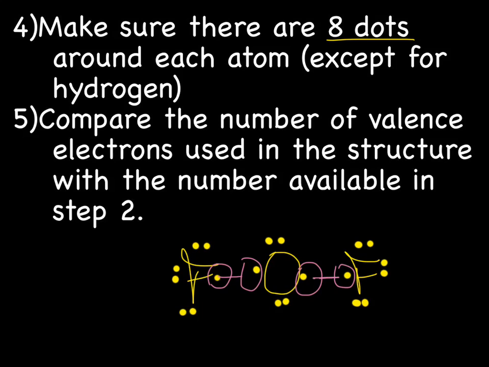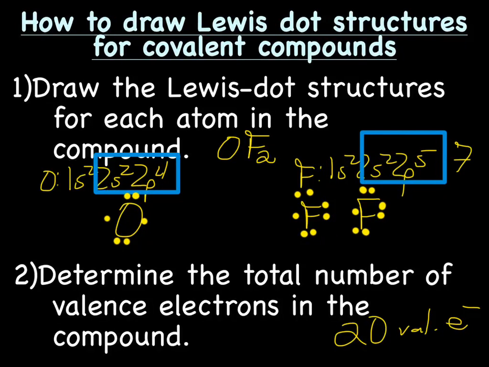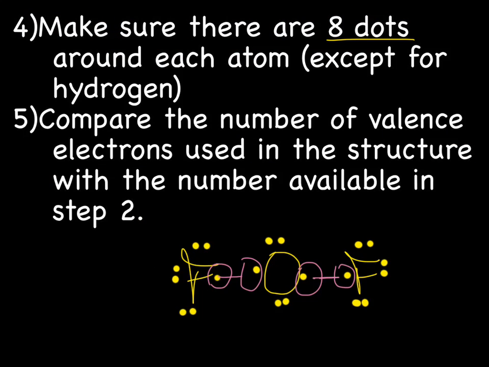So the next thing we need to do is compare the number of valence electrons used in the structure with the number available in step 2. So let's look back at step 2 and see how many valence electrons we had. It looks like we had 20 available. So let's go back and check how many we have now. We have 2, 4, 6, 8, 10, 12, 14, 16, 18, 20. So we still have our 20 electrons, but we've made each of the atoms happy without any stealing going on. What they did instead is share electrons.